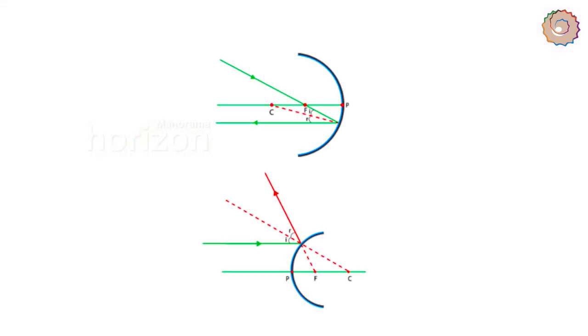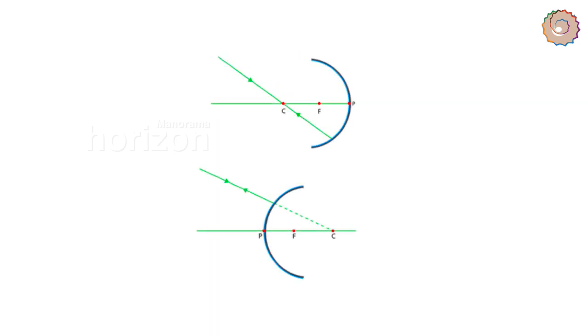Next, a ray passing through the principal focus of a concave mirror, or a ray which is directed towards the principal focus of a convex mirror, will after reflection emerge parallel to the principal axis. Next, a ray passing through the center of curvature of a concave mirror, or directed in the direction of the center of curvature of a convex mirror, will after reflection be reflected back along the same path.